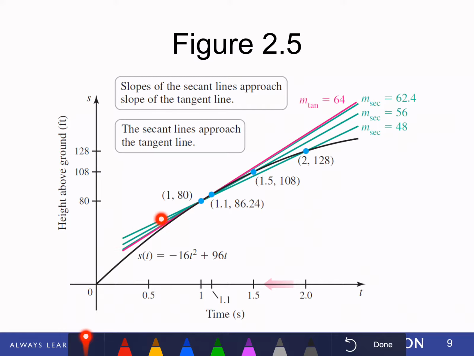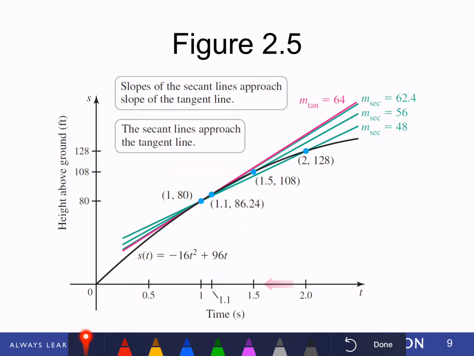Here is the slope of the line we had first going through t equals 1 and t equals 2. We then get going through t equals 1 as well as t equals 1.5, and also t equals 1 and t equals 1.1. So all 3 green lines are secant lines, as mentioned here, and have slopes 48, 56, and 62.4. They approach what we can call the tangent line.